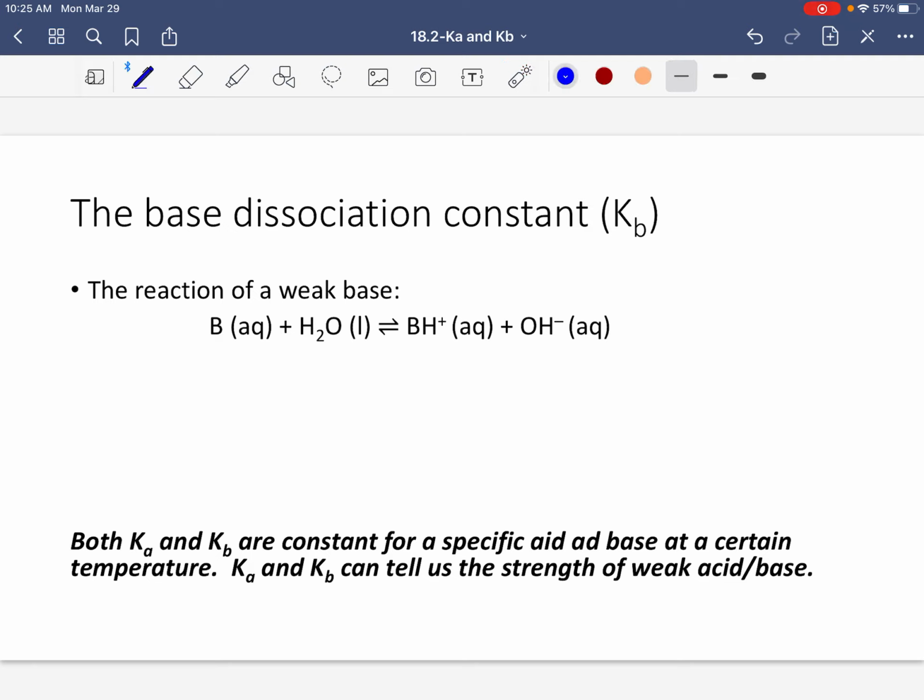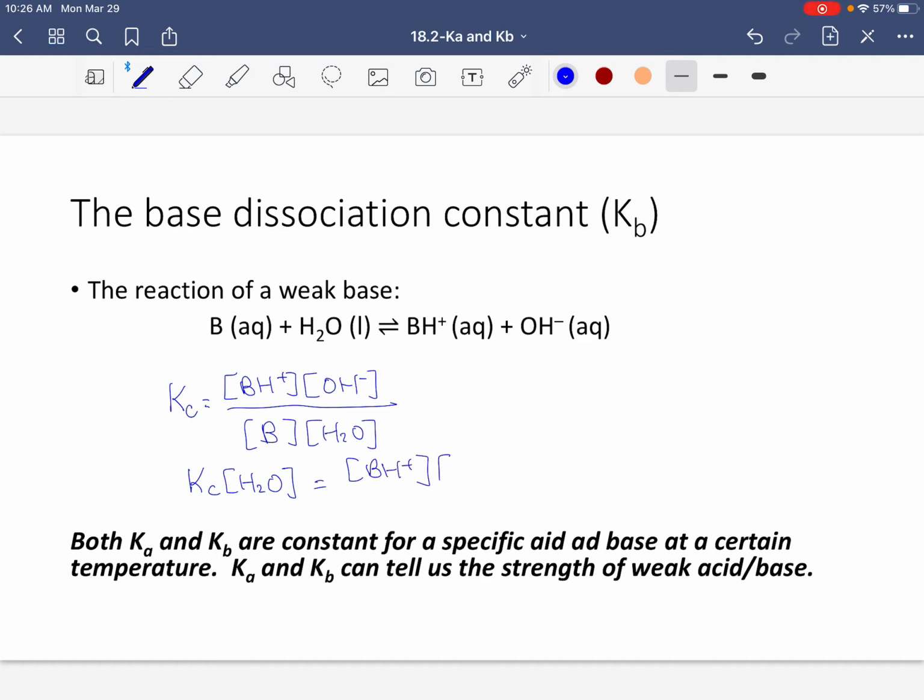So same idea here. Kc is equal to BH plus times OH minus over B times H2O. Okay, isolating for Kc and H2O, Kc times H2O is equal to BH plus times OH minus over B, which in fact is Kb. Okay, so there's your Kb expression for base.